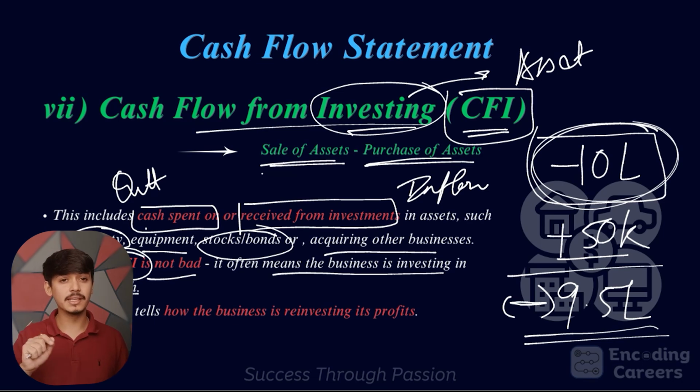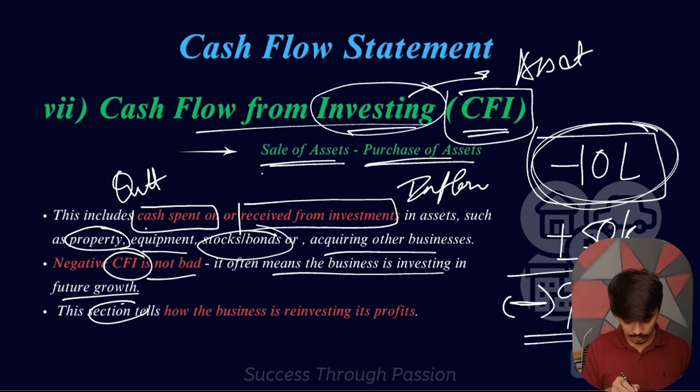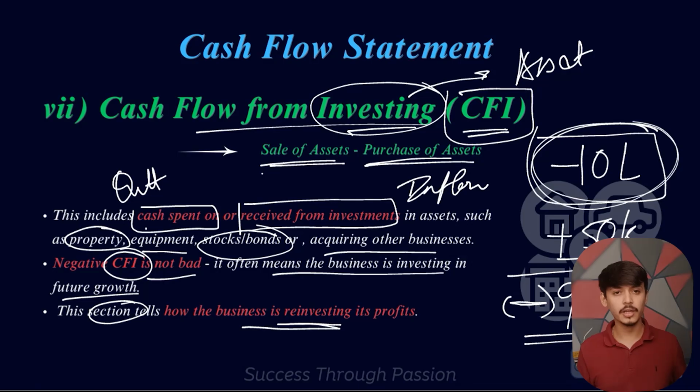And that way, whenever a business is reinvesting in its future growth, it will purchase more assets for the business, and that will often mean that the business is reinvesting in its future growth. Next is, this section tells us how the business is reinvesting its profit. That is how the entire business works. You first set up your entire revenue system, you set up the entire operations, you add a few assets into the business. Once the entire system is set up, you are now expanding the business, where you are adding more assets, you are setting up operations around that asset, and finally generating revenue through it.